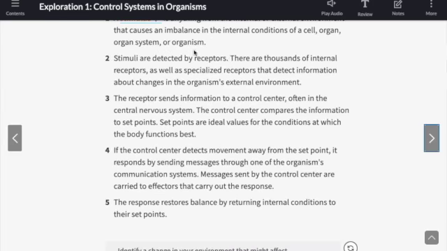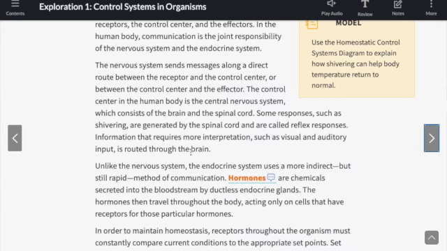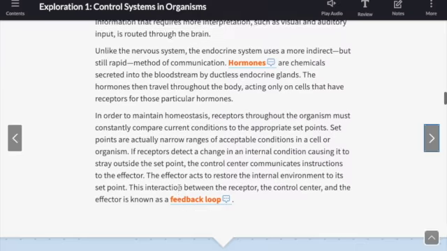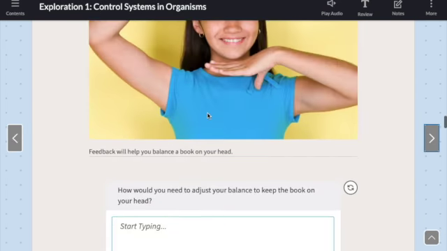Examples of receptors and stimuli that are important in the human body are things like hormones and their receptors. Here it mentions hormones down here. But let's take a look. This is a fun activity you can do at home, by the way.